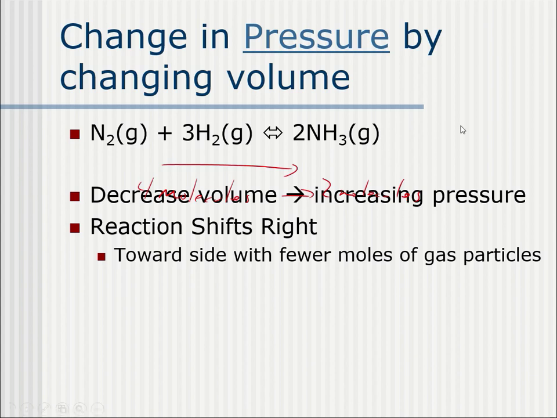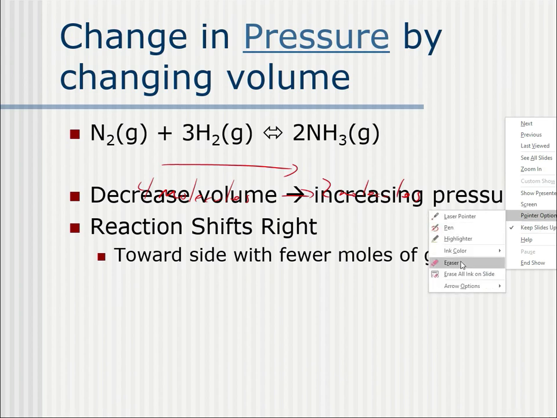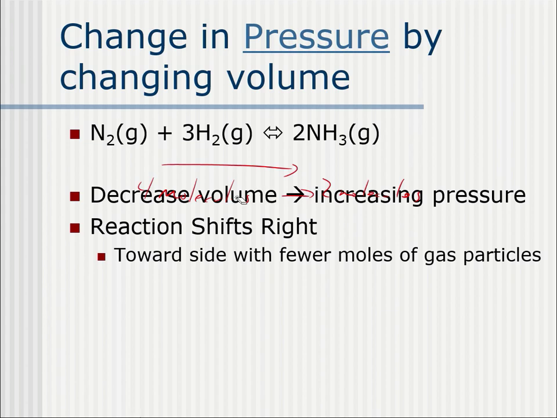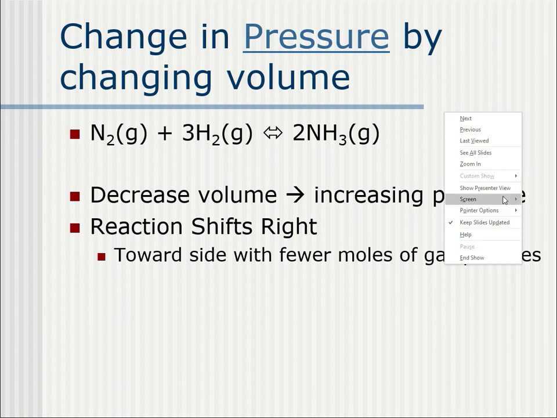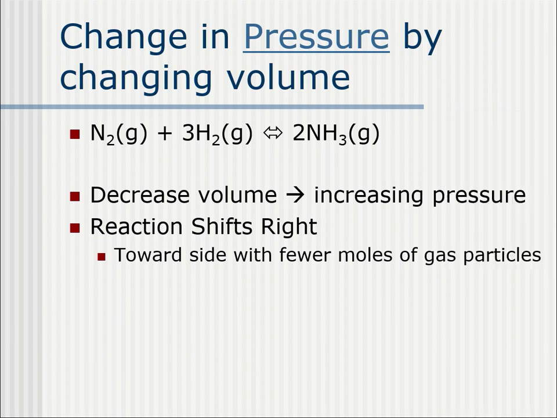If we were to decrease the volume, which means we increase the pressure, the system is going to respond in such a way that it tries to relieve that stress. It's going to shift towards the side with fewer gas molecules. Fewer gas molecules, not molecules in general, gas molecules. So if I were to squeeze this system, it's going to create more ammonia.